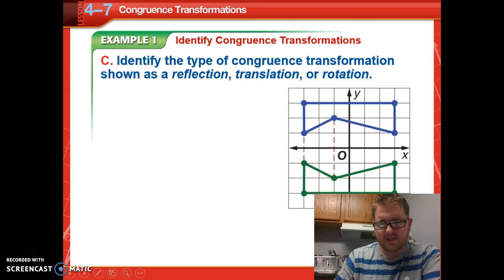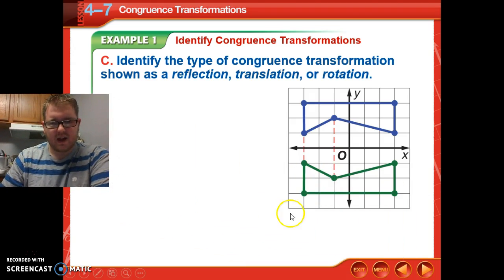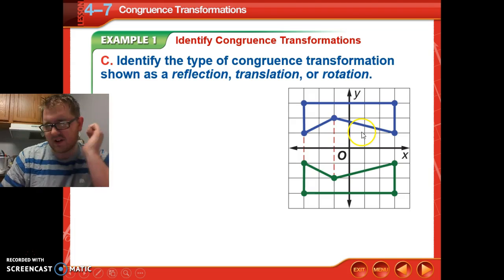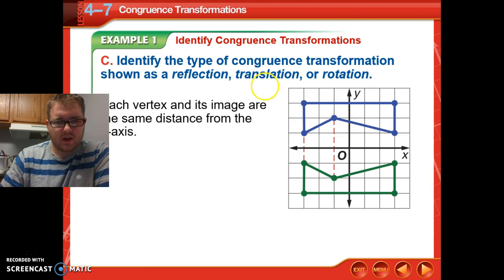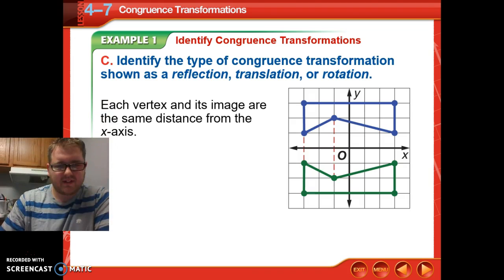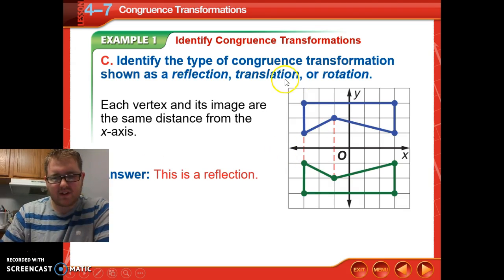So finally, this last image here, you can see now it is turned around, but it appears to be a direct reflection of the image above it. You can see each vertex is the same distance from the x-axis. So in this case, we have the line of reflection being the x-axis.